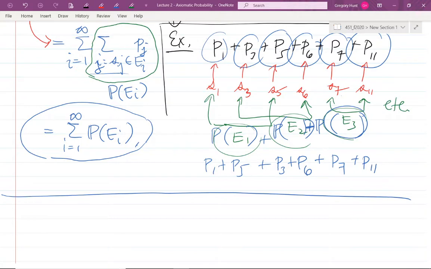Okay, so I'm going to stop there, and next time we're going to get to proving some of the basic results about the probability function.